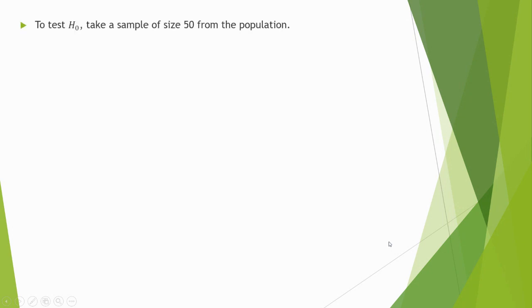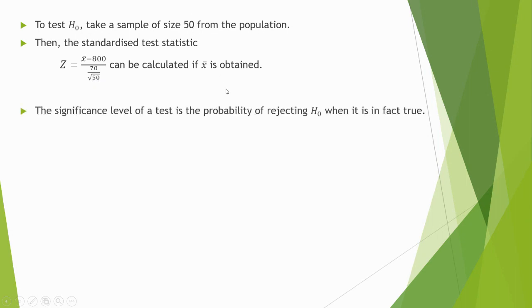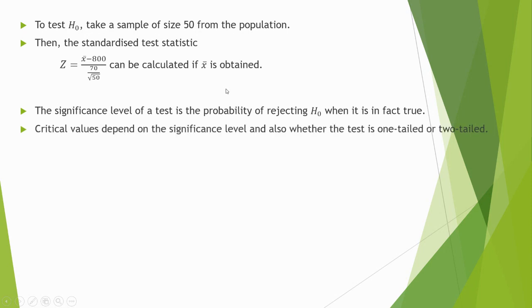To test H0, we take a sample of 50 from the population. We use the example just now. Then we calculate the standardized test statistic by substituting: X bar minus the mean, 800, divided by 70 divided by the square root of 50. This should be n, right? So n is 50. Then we calculate the value.